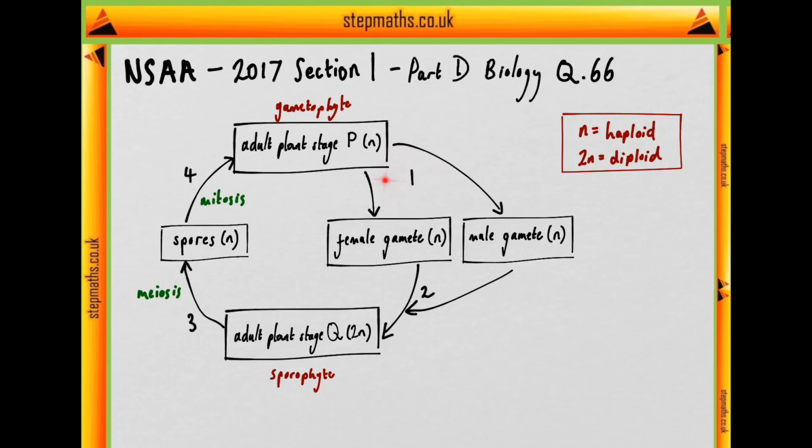So stage 1 must involve, as with stage 4, the production via mitosis of daughter cells, which can then specialize into the female or male gametes. And if we were to look at the process of stage 2, this just appears to be gamete fusion in sexual reproduction. So what this diagram is representing is that plants reproduce through sexual and asexual reproduction.